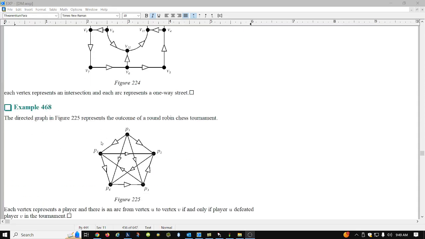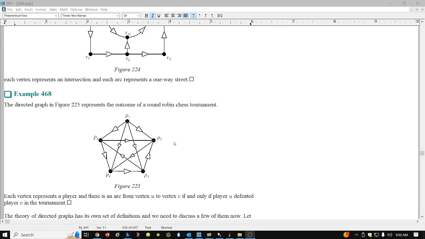Here's an example of a directed graph. It might represent a chess tournament, for example, and if there's an arc from vertex U to vertex V, it means U defeated V in their chess match, that sort of thing. So I'm sure you can use your imagination and think of various ways in which directed graphs could be used in applications.